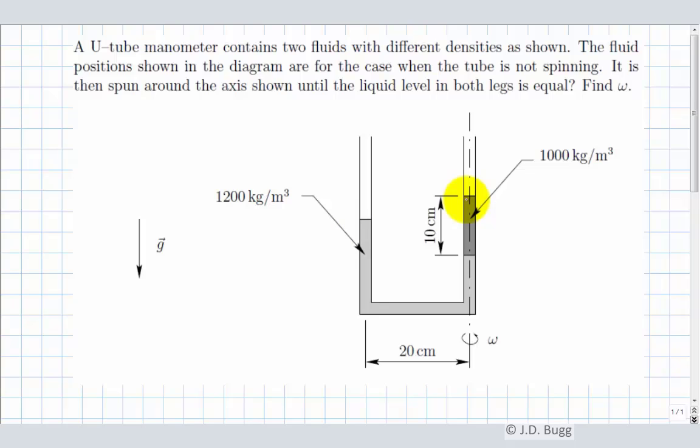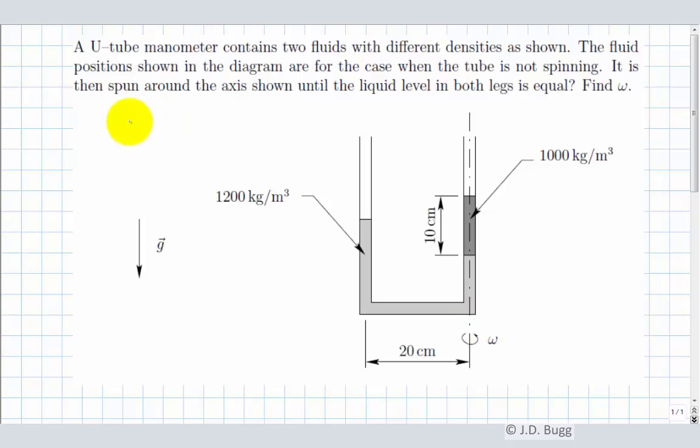Now the only dimensions given on here are the height of the column of 1000 kilogram per meter cube fluid, which is 10 centimeters, and the distance between the two vertical legs here, which is 20 centimeters. Notice we're also given a direction of gravity aligned with the axis pointing down. So what happens now is this tube is spun around the axis shown. There's an omega indicated down here around that axis, and it's spun until the liquid level here and the liquid level here is equal. And what we're trying to find is this omega. So that's what we're after.